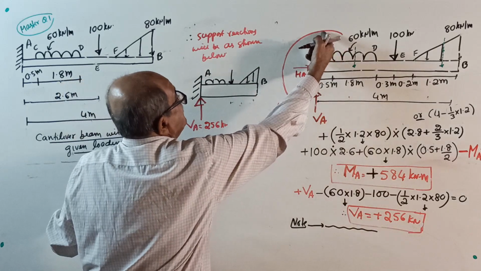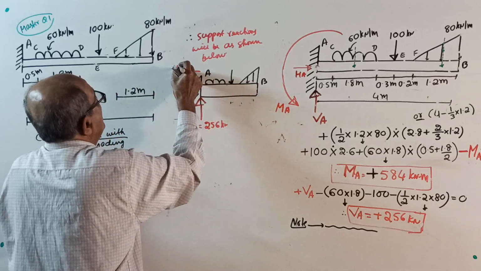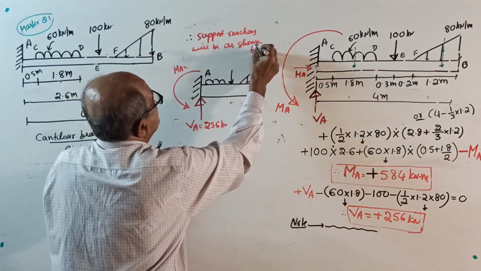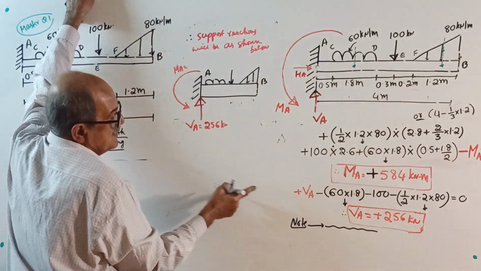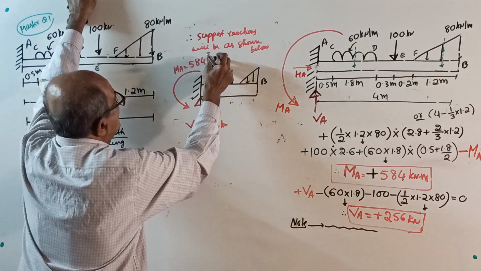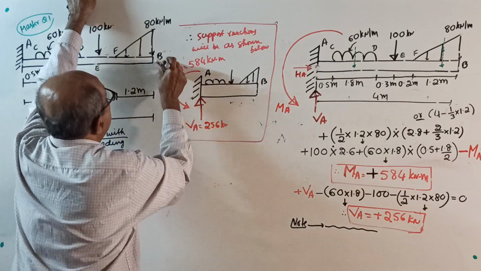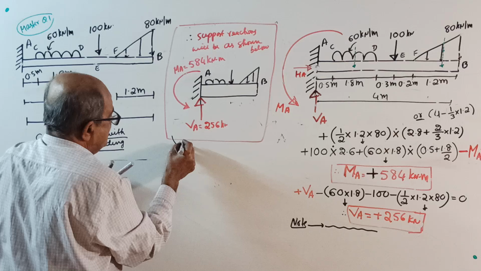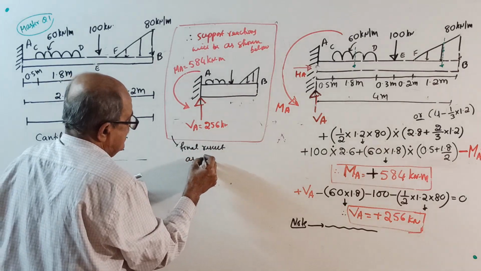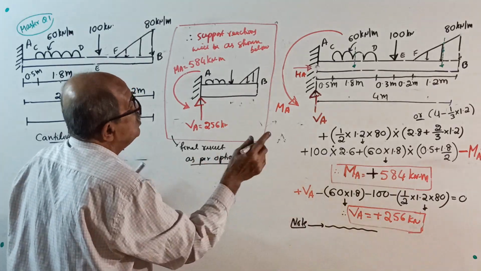And MA we considered like this, anti-clockwise, correct. Your MA is equal to, no plus minus now. You got plus here, means correct. 584 kilonewton meter. This is the final answer as per option 1. See, this is the final result as per our option 1. Now we will go to option 2.